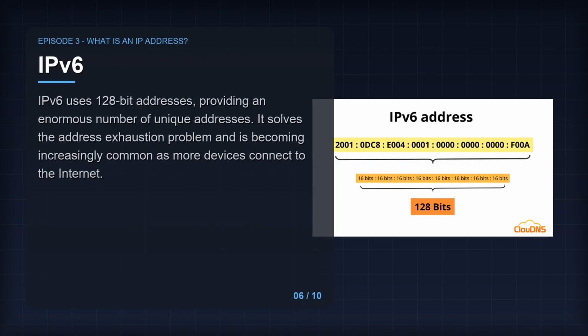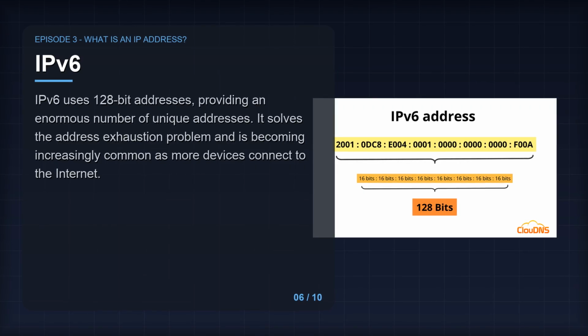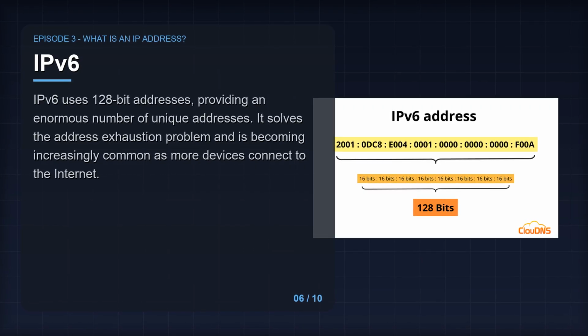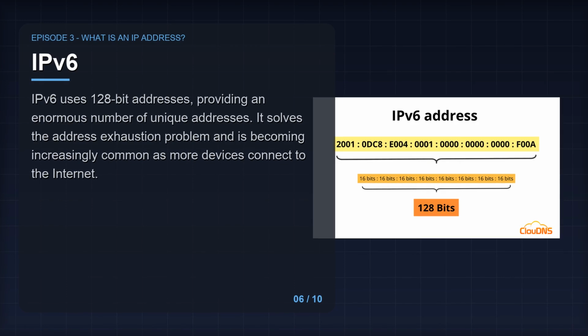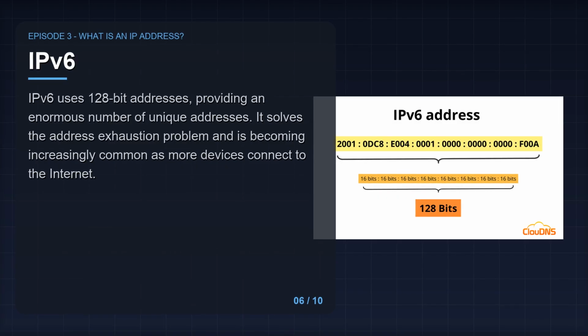IPv6 uses 128-bit addresses, providing an enormous number of unique addresses. It solves the address exhaustion problem and is becoming increasingly common as more devices connect to the internet.